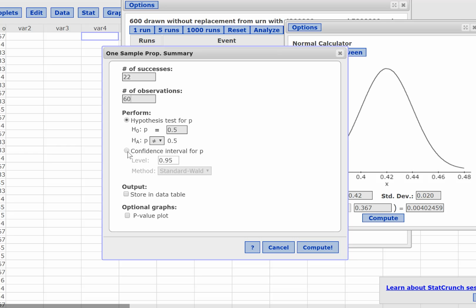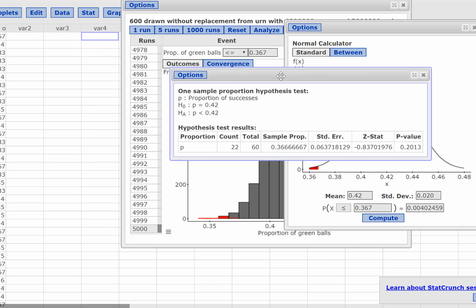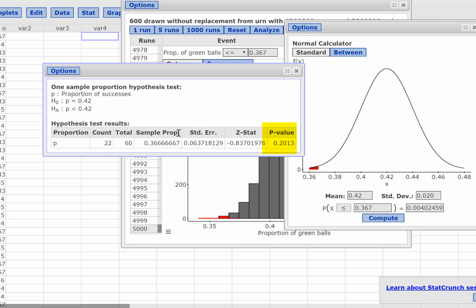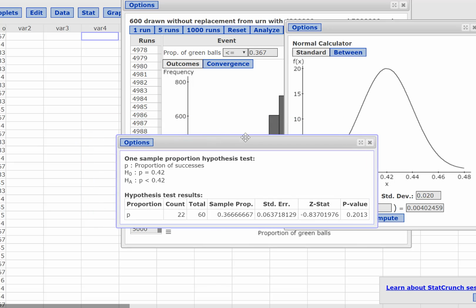Before, we checked the confidence interval radio button; now you get to use the hypothesis test radio button. You change the value in the null to p equals 0.42, and you change your alternative to a less than. Notice that StatCrunch uses H sub a, we use H sub 1. Same difference, it's just notation. Then you click compute, and bada bing, there's your p-value of 0.2013, which is what we got when we did it using the normal curve.